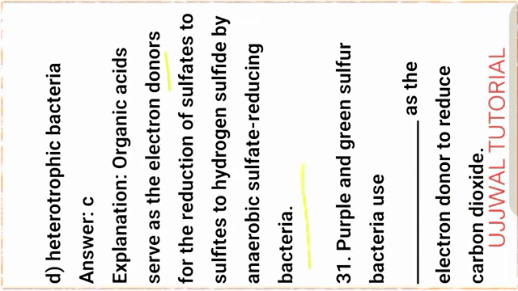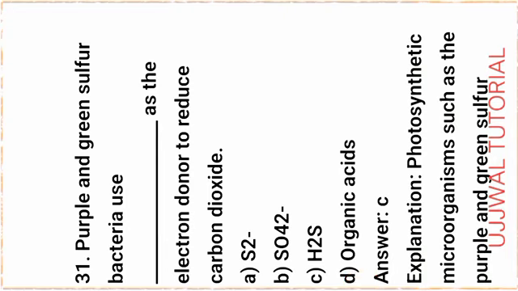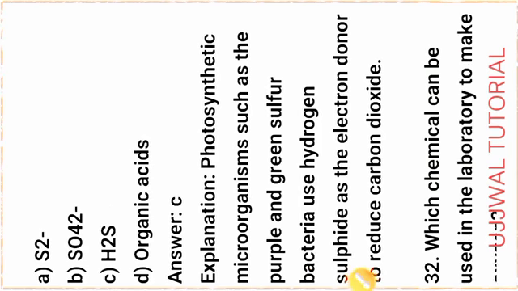Next question, question number 31. Purple and green sulfur bacteria use dash as the electron donor to reduce carbon dioxide. To explain this part, the answer is C, H2S. Photosynthetic microorganisms such as purple and green sulfur bacteria use hydrogen sulfide as the electron donor to reduce carbon dioxide.